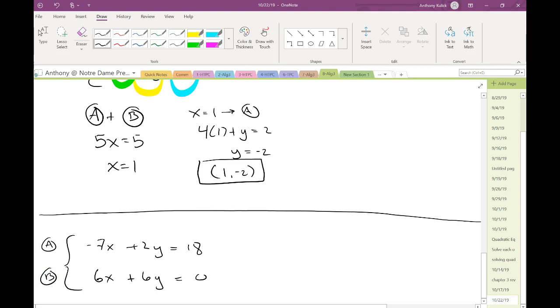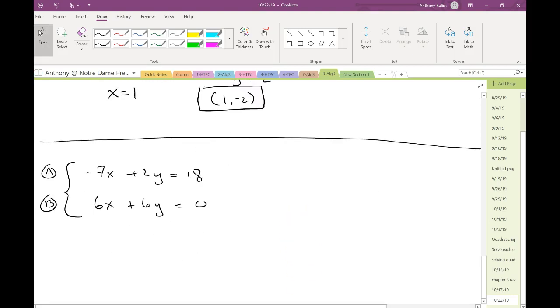So let's say we want to use elimination on this system. If I look right now, if I just add the 2 equations together, is anything going to cancel out? No. Okay. So in this situation, what I'm going to do is I'm just going to pick a variable that I'm going to make cancel out.